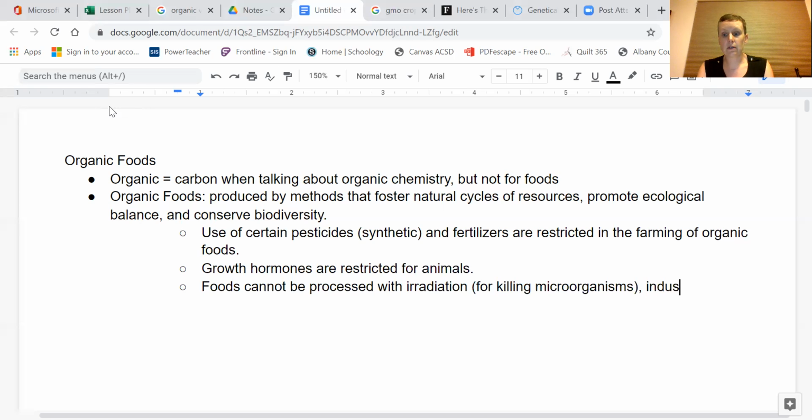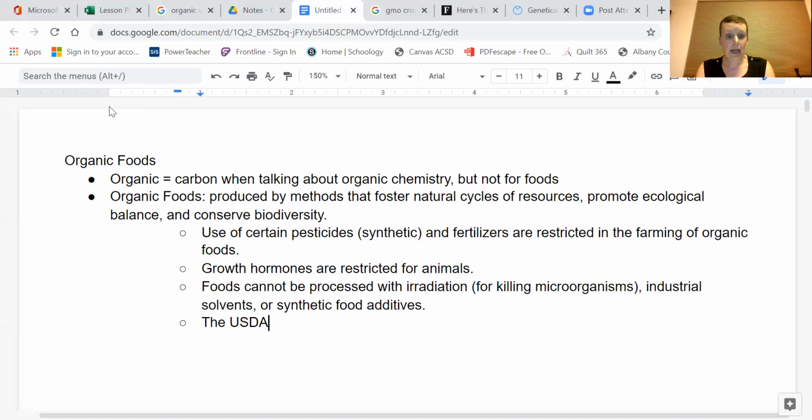Industrial solvents. Okay, so again, solvents are things that dissolve, so it's usually used to clean. So industrial solvents would be a synthetic solvent used to clean the crop. Okay, or synthetic food additives.